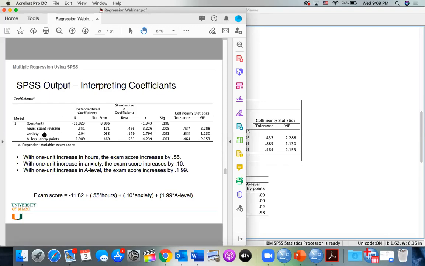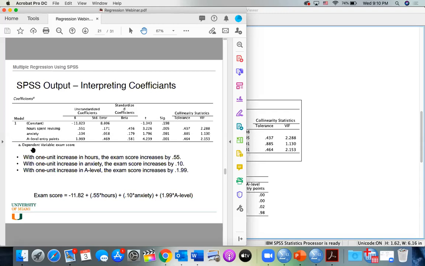So anxiety will be constant, the intercept will be constant, and the A-level entry points will be constant as well. So for anxiety, let's say with 1 unit increase in the anxiety scale or score, the exam score will increase by 0.1. However, this increase or this change is not significant. So this will help us later on if we want to do an APA style write-up to summarize our findings.